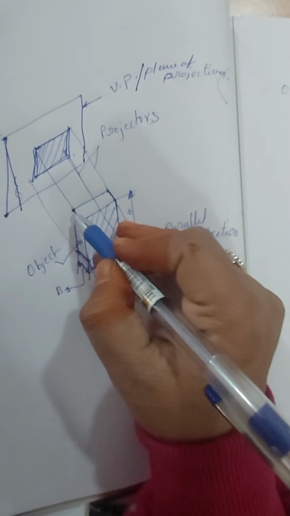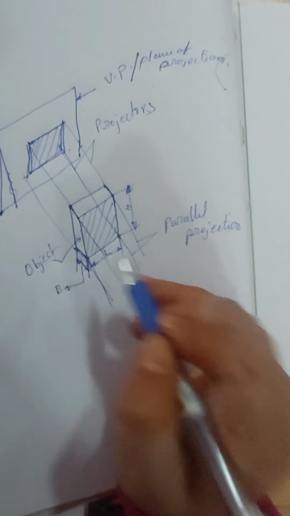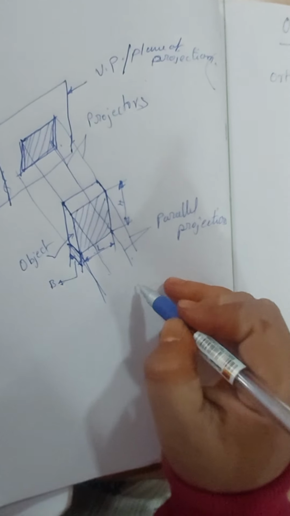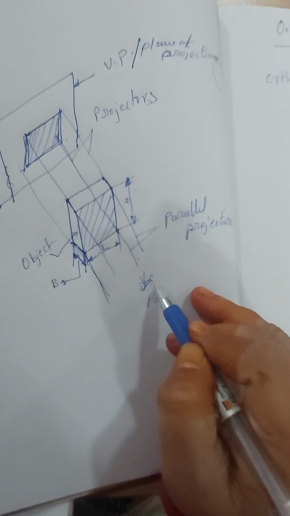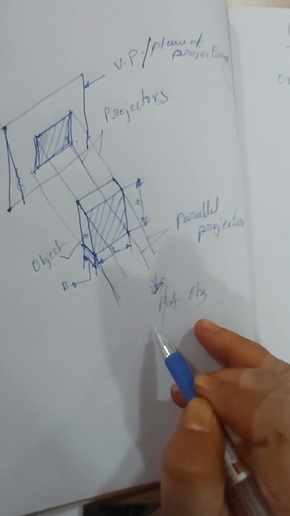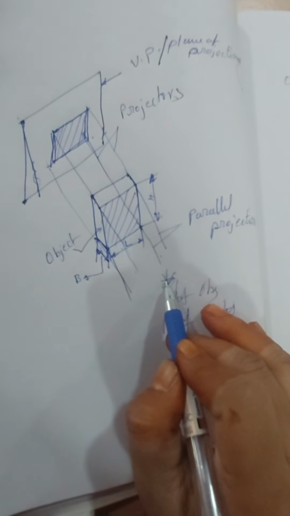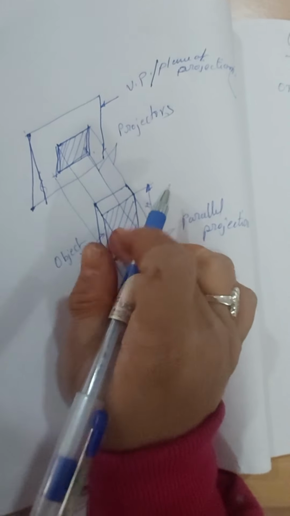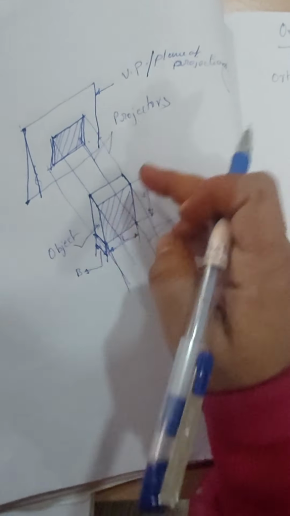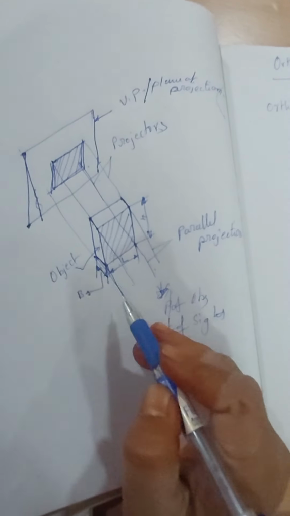In this figure, this is a three-dimensional object where we can see the length, height and width of the object. Assume that this is the position of the observer or point of sight, which we have discussed earlier. From this position the observer is observing the object to generate the projection on the plane. Here this is the plane which is parallel to the length and height, means in the vertical direction.